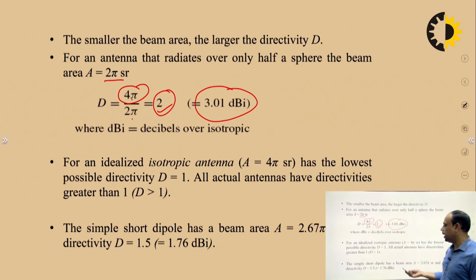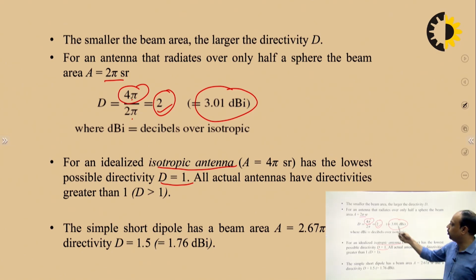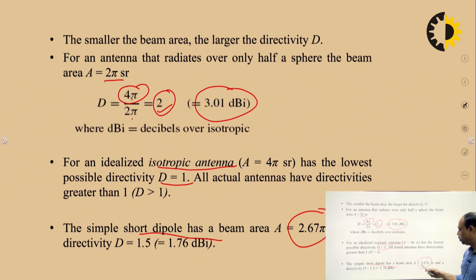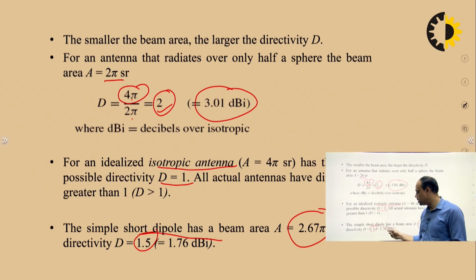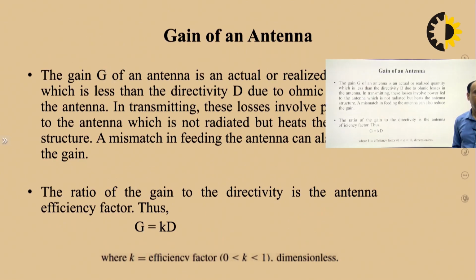So if we take a very famous isotropic antenna, its directivity is always 1 because it is transmitting the power over the complete sphere. So 4 pi divided by 4 pi is equal to 1, and when the directivity is 1, its dB value is also 0. But in case of a short electric dipole, it is again a famous antenna having a beam area of 2.67 pi steradian. So the directivity is 1.5, or in dBi it is 1.76 dBi.